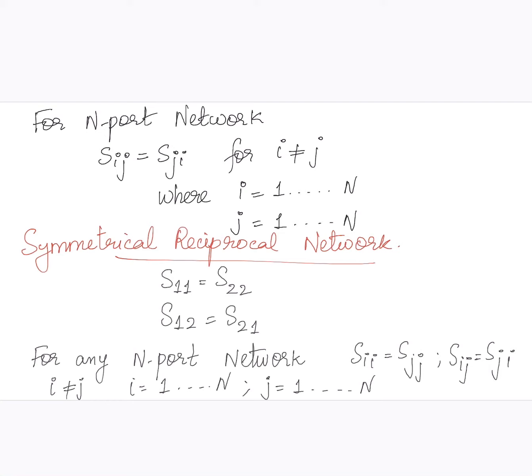So if you generalize this for any n-port network, it can be written as Sii is equal to Sjj and Sij is equal to Sji, where i not equal to j, and as it is an n-port network, i is equal to 1 to n and j is equal to 1 to n.